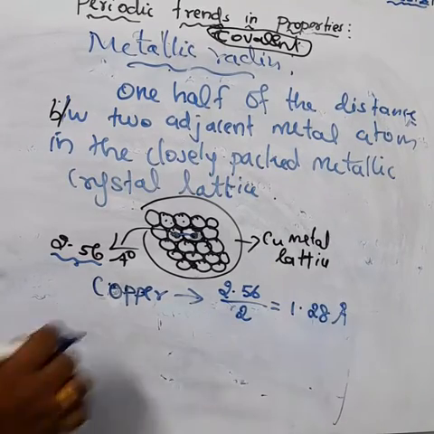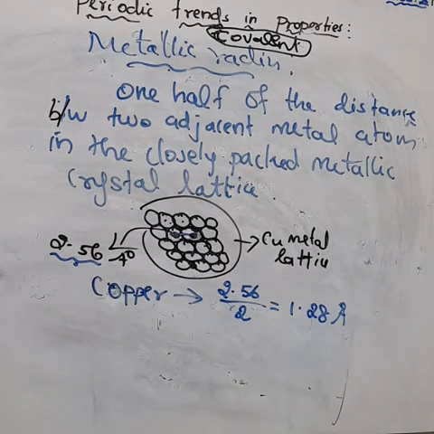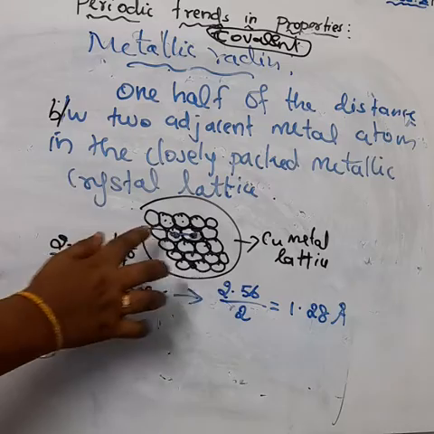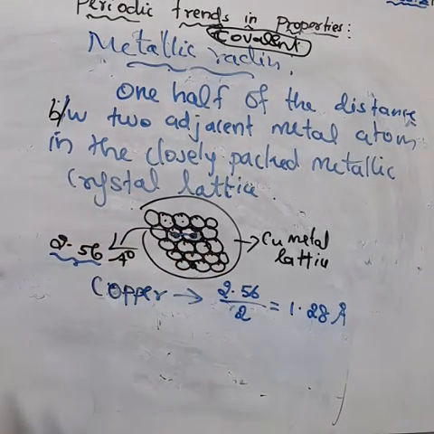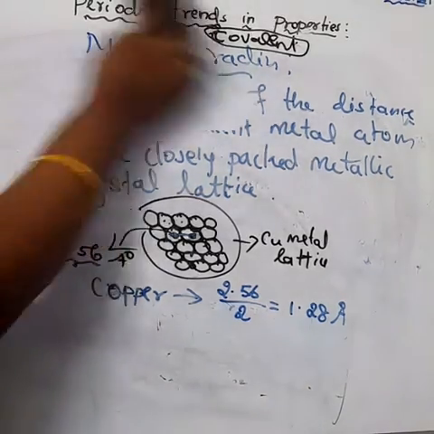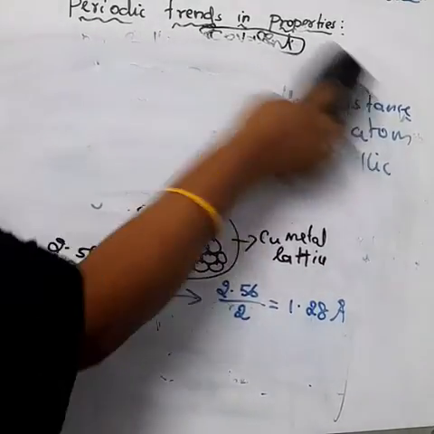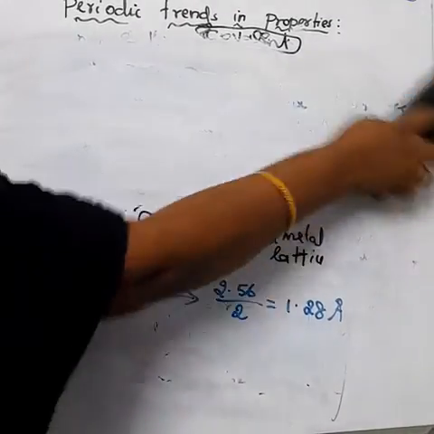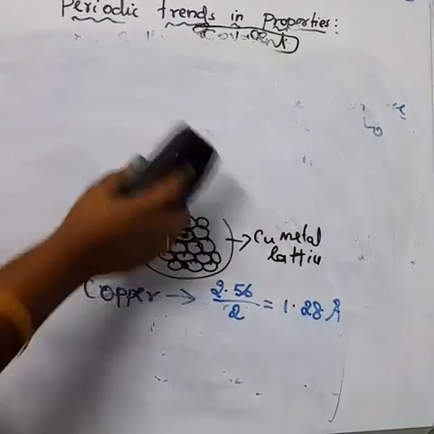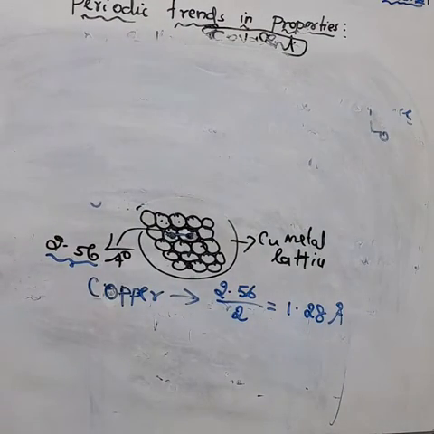So the metallic radius can be calculated using the unit cell length of the metallic crystal. You will study the detailed calculation procedure in your 12th standard solid state unit. When you come to the 12th standard, we will study clearly about the metallic unit cell.